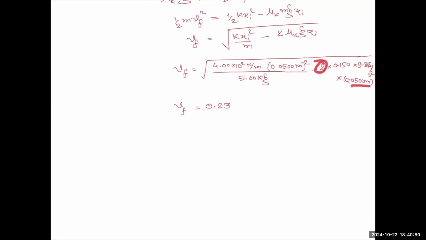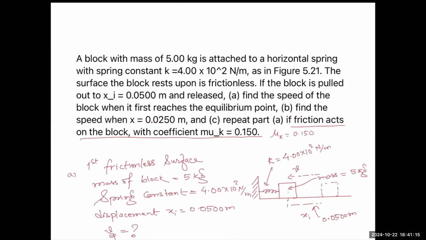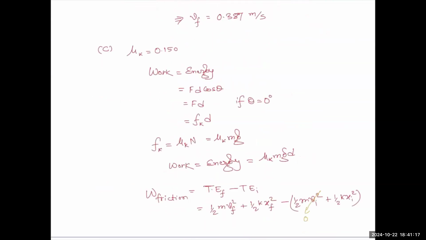This 2 is just a scalar number. It's not a measurement. So that means you can write this in three significant figures as 0.230 meter per second. Make sense? Okay, so this does this problem.